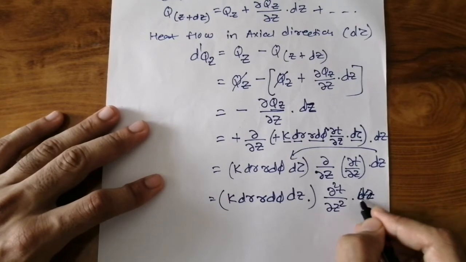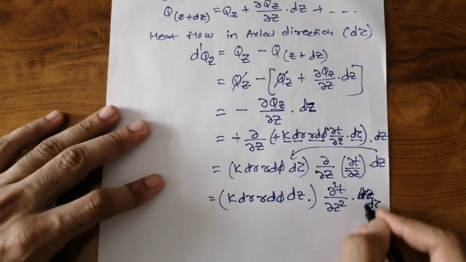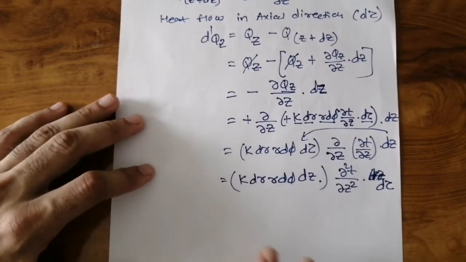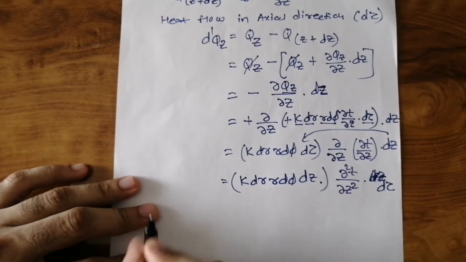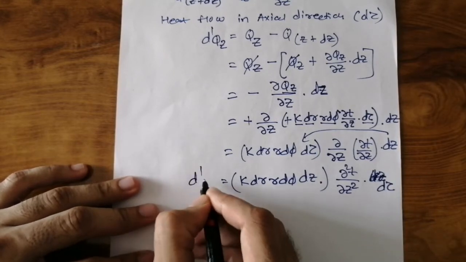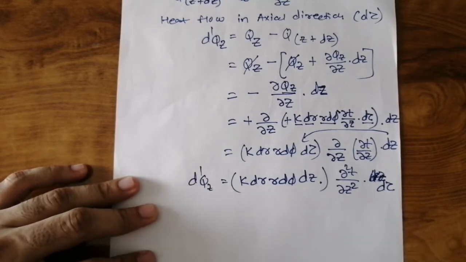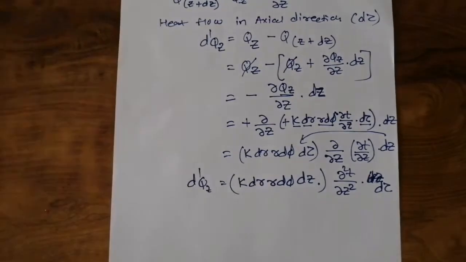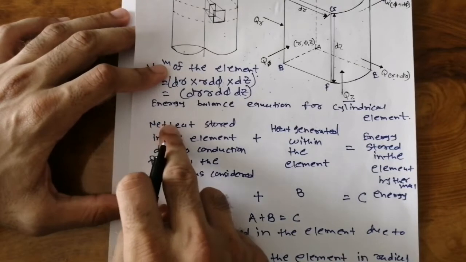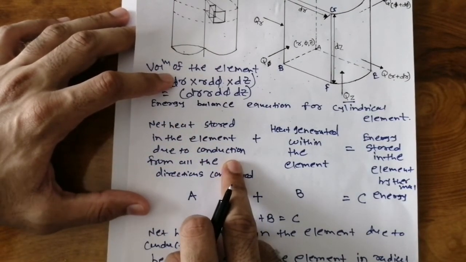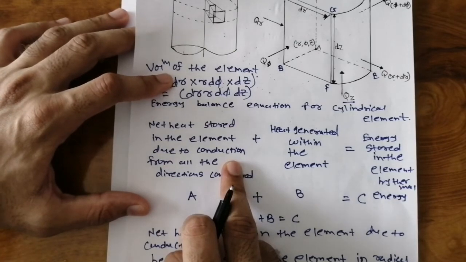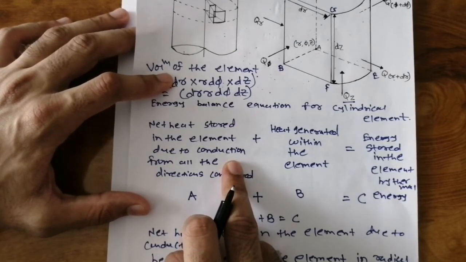Sorry, d tau, time interval over. That is your equation for the heat flow in axial direction. Over axial direction, tangential direction and radial direction. Now we require the net heat stored in the element due to the conduction. So summation of radial direction plus tangential direction plus axial direction will be considered.